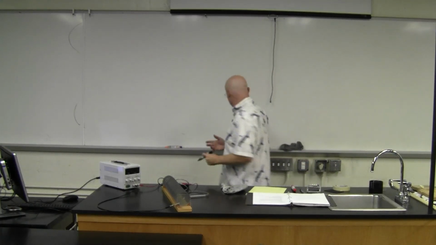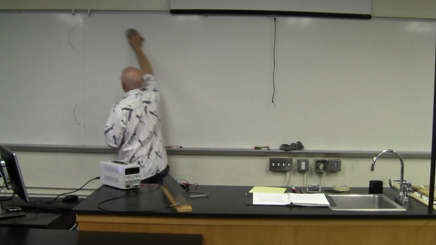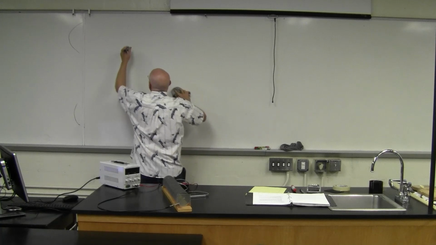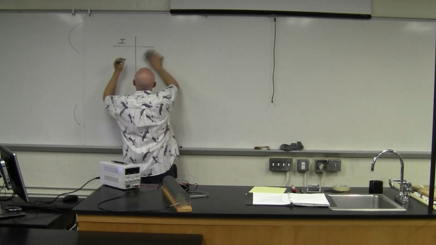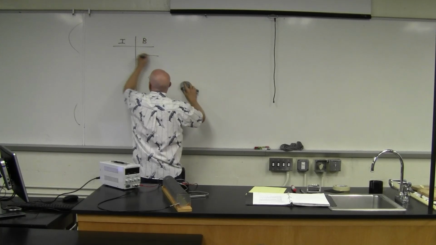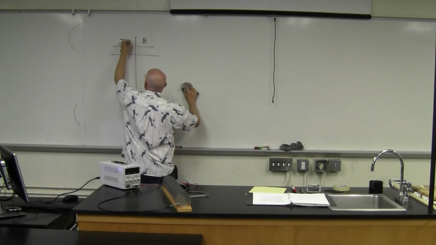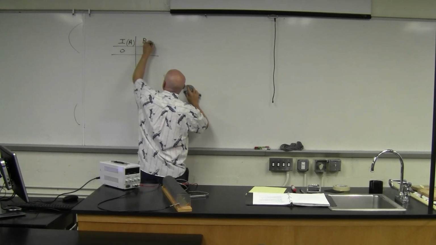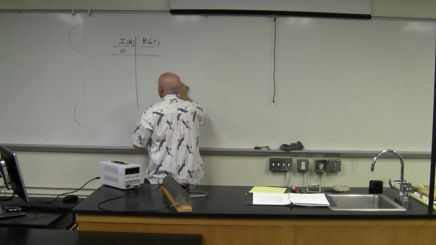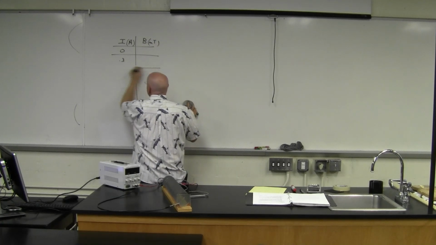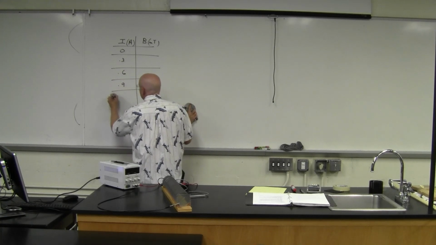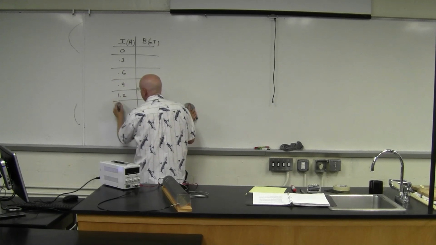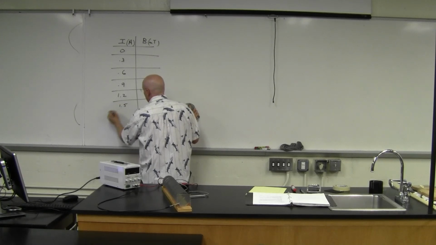All right, so I'm going to make a little chart here that says, all right, what would happen if I were to change the currents and measure the magnetic field, starting at 0 amps, and again we'll be measuring in millitesla, and go to 0.3, 0.6, 0.9, 1.2, 1.5.